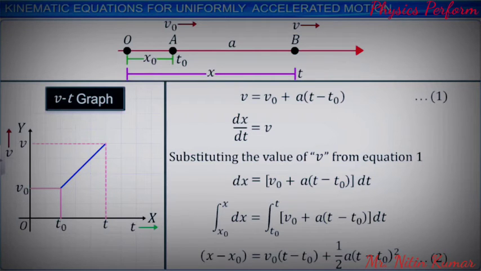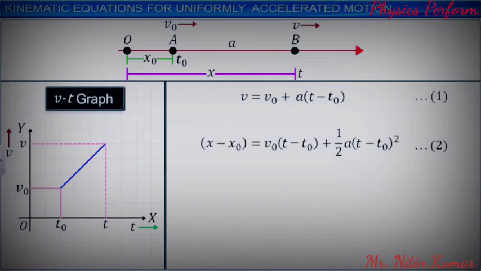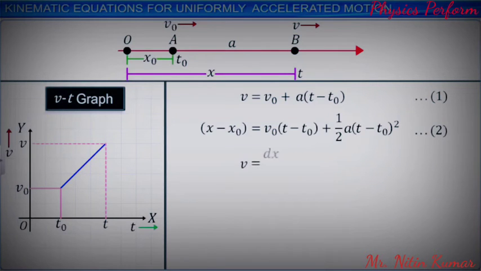v is equal to dx by dt and a is equal to dv by dt. From equation 1, dt is equal to dx by v.